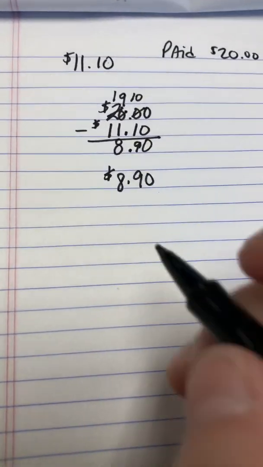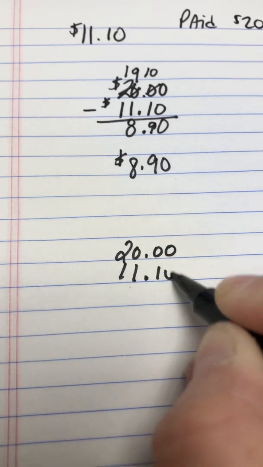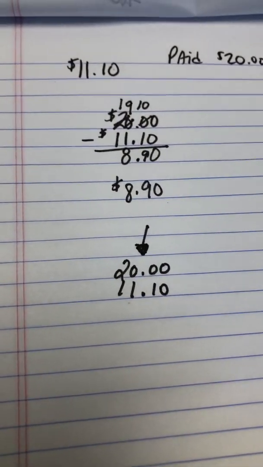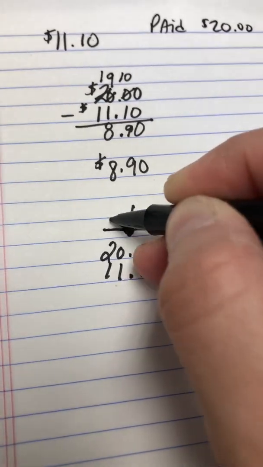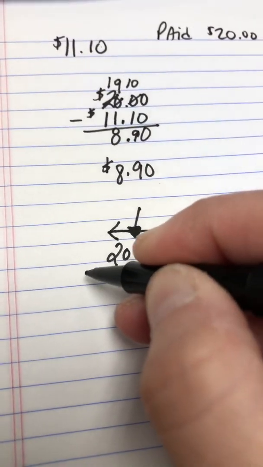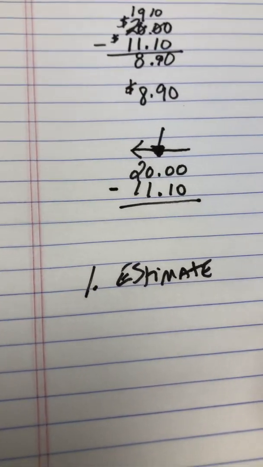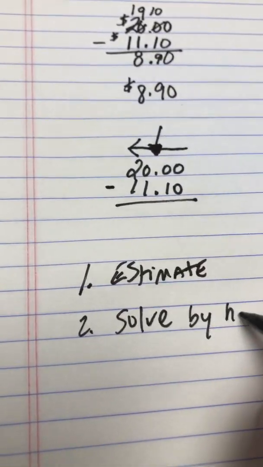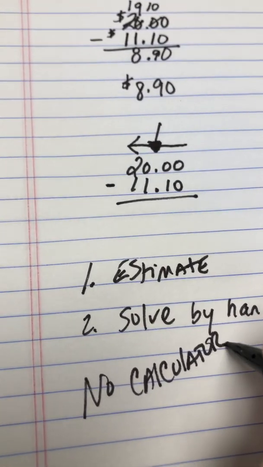There's some things I want you to remember when you're writing these. So remember, when we write decimals, we have to be very careful to make sure we put those decimals in a line, and that's how we set up our problem. And remember, when we're working these problems, we work right to left, and we are subtracting if we are making change. So the first thing I want you to do is estimate how much you're going to get back, and then actually solve the problem by hand. No calculator here, kids. All right.